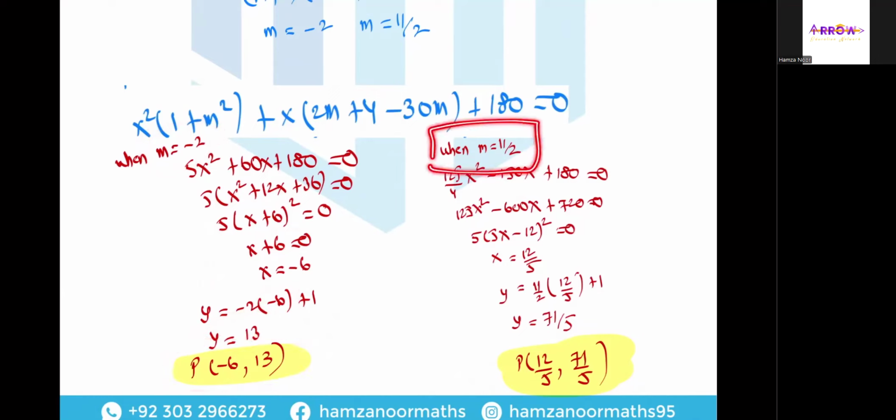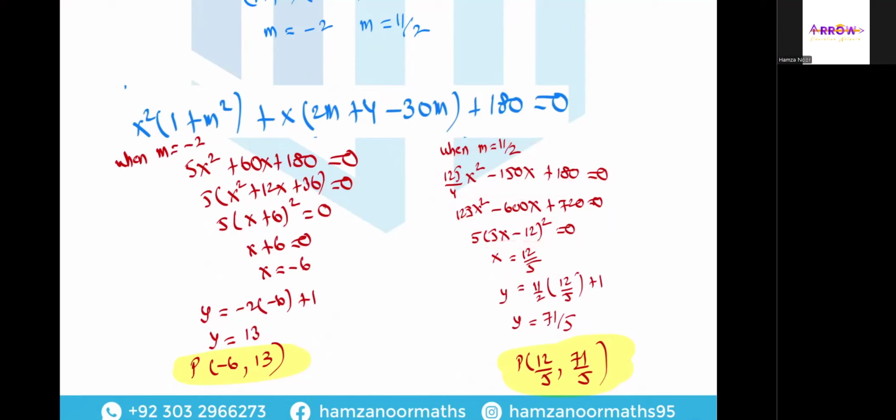And when m is equal to 11 over 2, I have substituted 11 over 2 into this equation in place of m. So I got this equation: 125 over 4 into x square minus 150x plus 180 is equal to 0. Then I multiplied by 4 on both sides, and then I obtained the factorized form. I substituted this into the equation function of the calculator, and I got a root of x is equal to 12 over 5. So this means that 5x minus 12 would have been kept equal to 0.